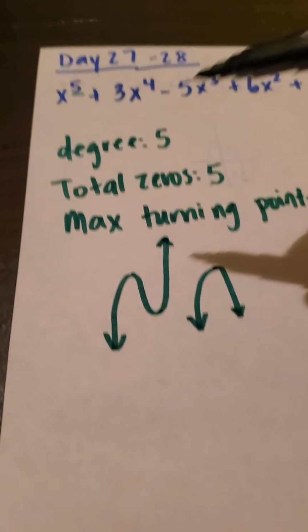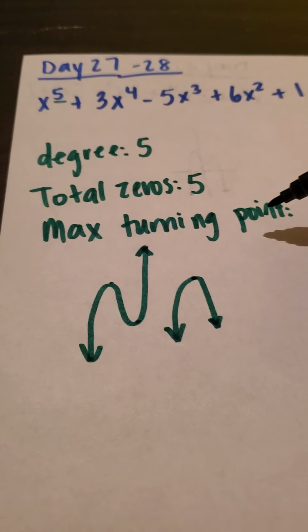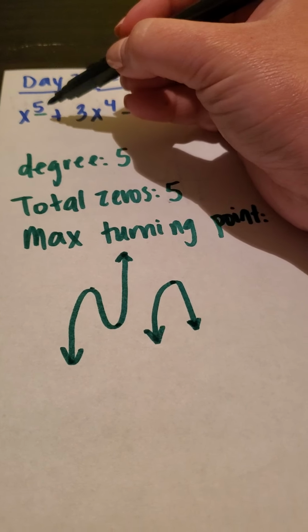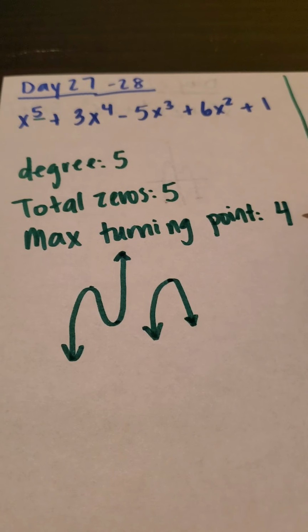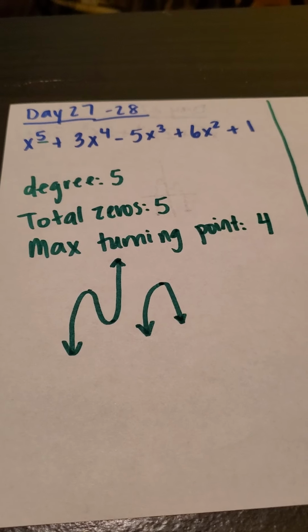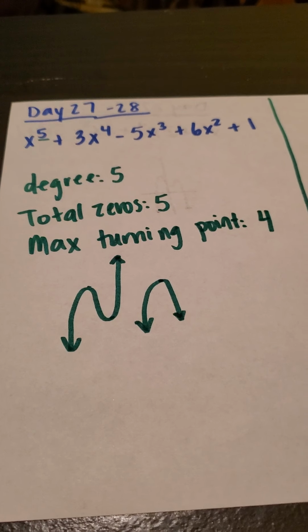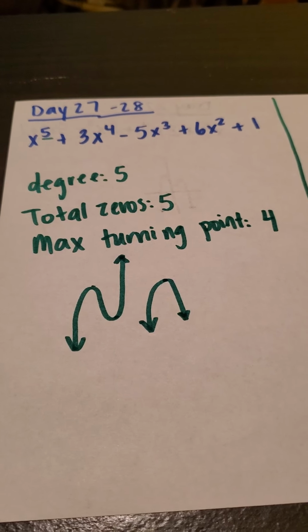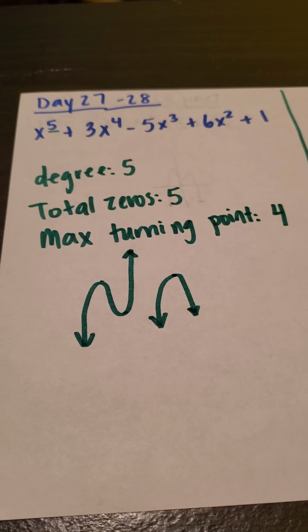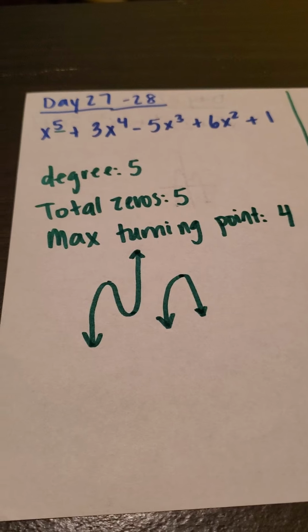Okay, so to know the maximum number of turning points, you take your degree and you just subtract 1 from it. So 5 minus 1, 4. So that says this graph could have 4 turning points. It doesn't have to have 4 turning points, but it could have 4 and no more. It could have less than 4, but it can't have any more than 4.